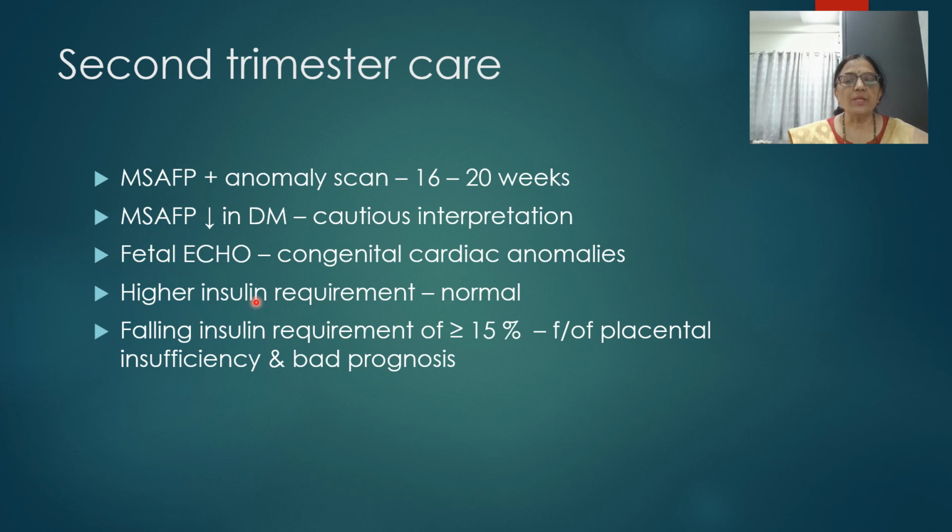Usually, as pregnancy progresses, insulin requirement keeps on increasing. So, second trimester insulin requirement is higher as compared to the first trimester, which is normal. But for some reason, if insulin requirement falls and the fall is more than or equal to 15%, it is considered as a feature of placental insufficiency in second and third trimester, and it indicates that the baby will be having intrauterine growth restriction, and overall there is a bad prognosis if the insulin requirement falls in second or third trimester.